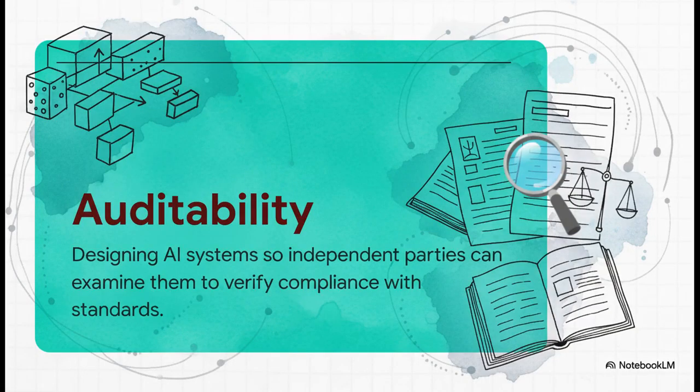Okay, so once you have that transparency, the next logical step is auditability. This is basically the ability for an independent expert to come in, pop the hood, and check your work. They can actually examine the system and confirm that it's behaving the way you say it is. It's the ultimate show your work moment, and it's what makes accountability real.